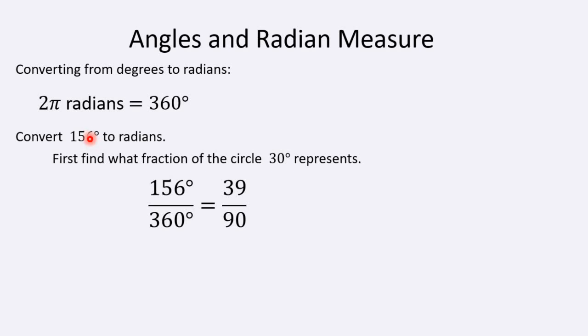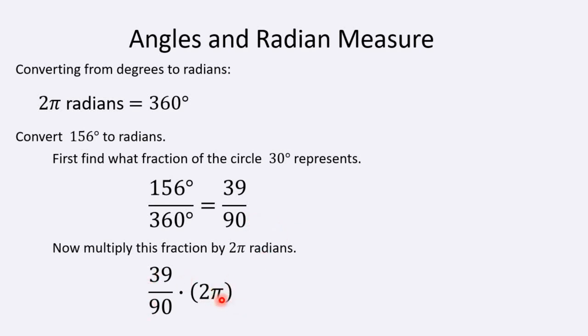I know that 156 is the fraction that's 39/90th of 360. I just need to find out what's 39/90th of 2 pi to figure out the radians. So I'm just going to take 39/90th and multiply by 2 pi. That's going to be 39 pi over 45 radians. So 156 degrees is 39 times pi divided by 45 radians. If you do this calculation, you can get a decimal approximation.